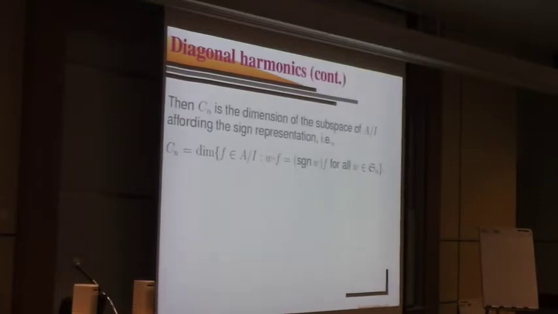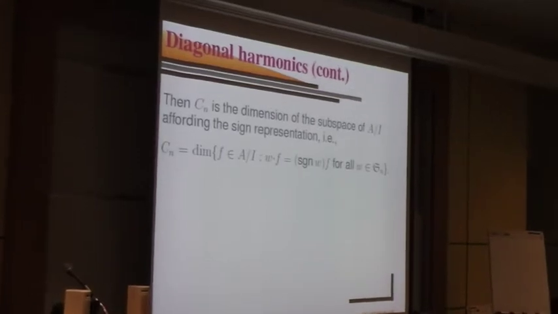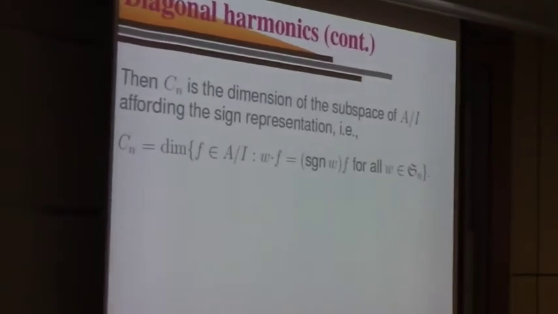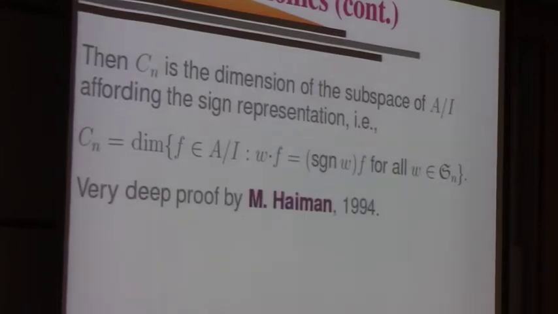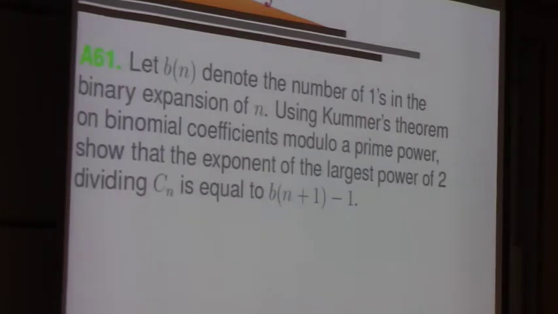But the result connected with Catalan numbers is that Cn is the dimension of the subspace of this quotient ring that affords the sign representation. That is, W acting on any element F should be the sign of W, plus or minus 1, times F for all W. So this is a very deep result of Haiman that involves the geometry of the Hilbert scheme. And there's no elementary proof, right? That is correct. No elementary proof.